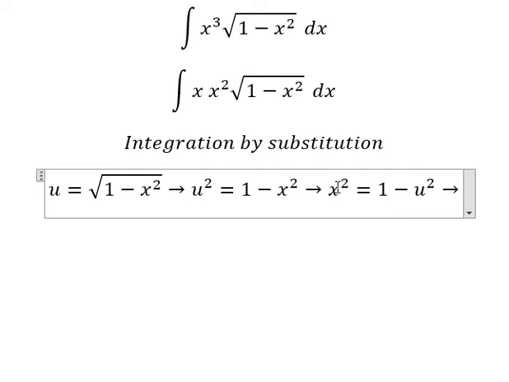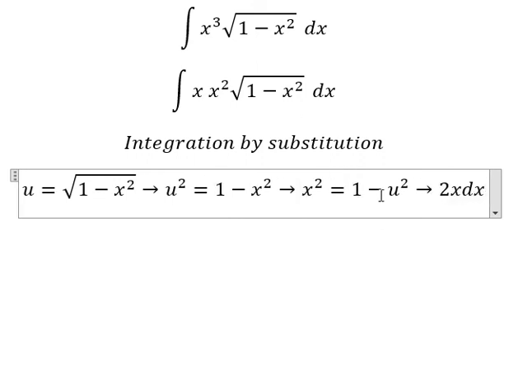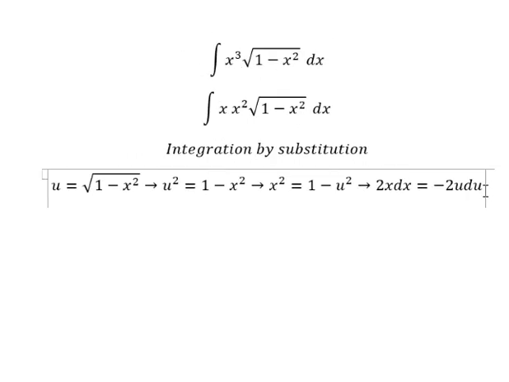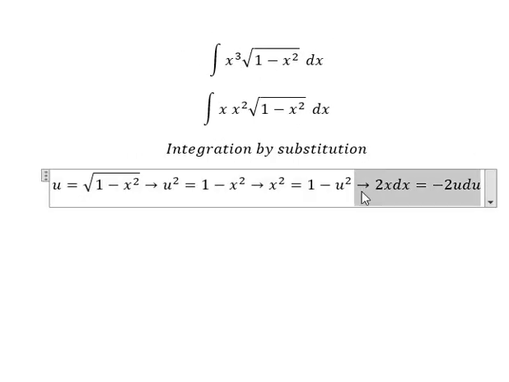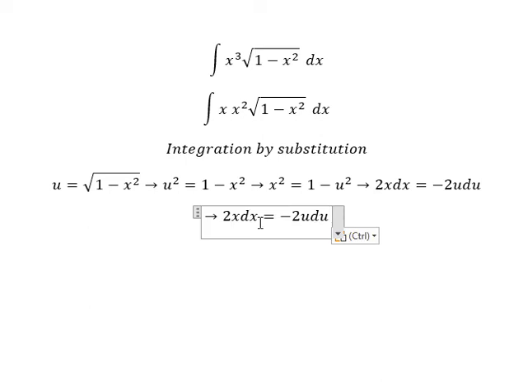Next, we need to first take the derivative of both sides. The derivative of x squared is 2x dx. The derivative of number 1 is a constant, so you get 0. The derivative of u squared is 2u du, with the negative in here. Next, we divide both sides by 2.